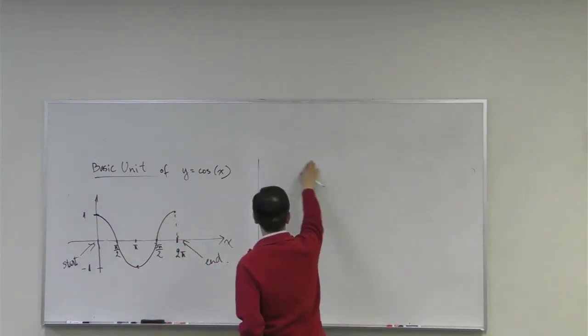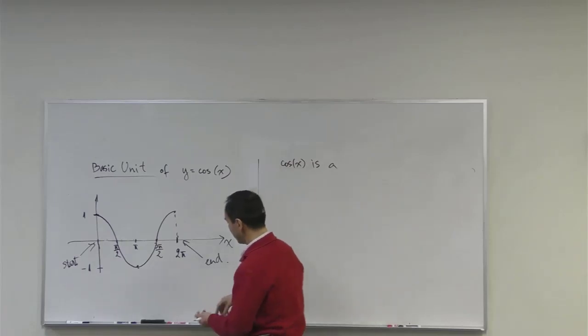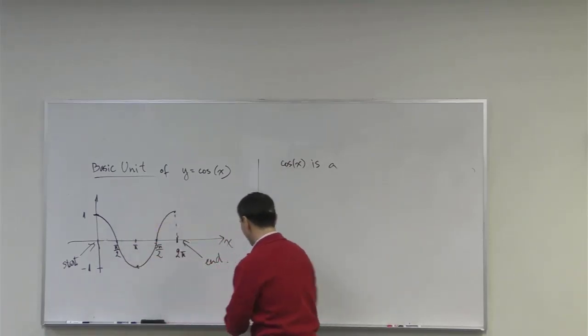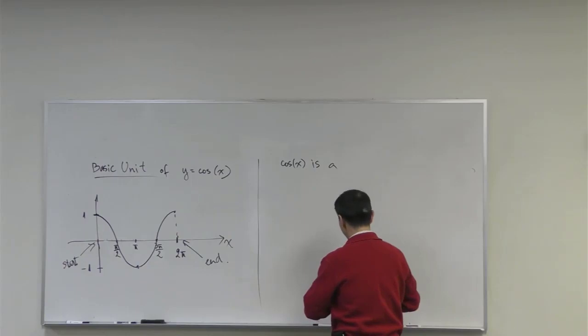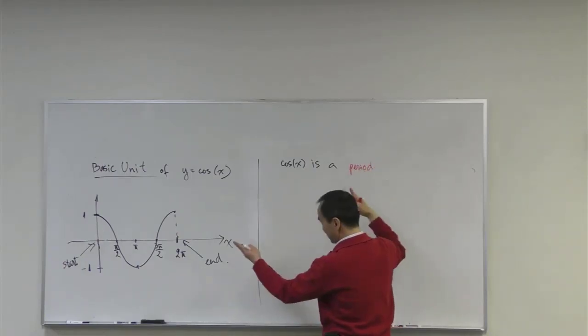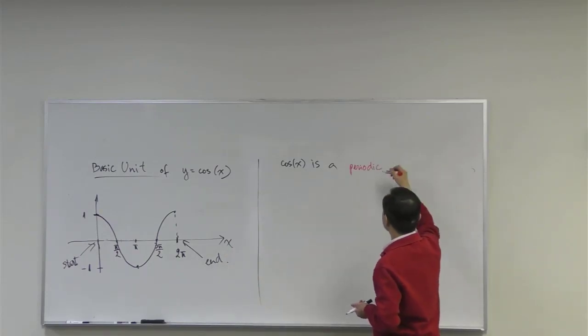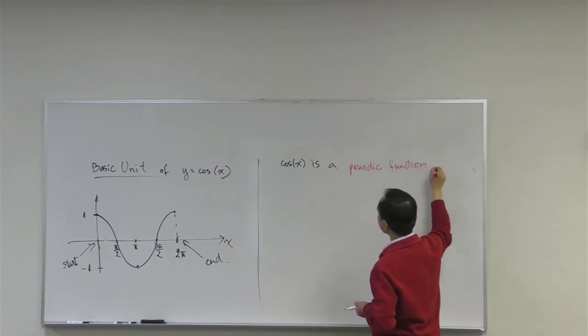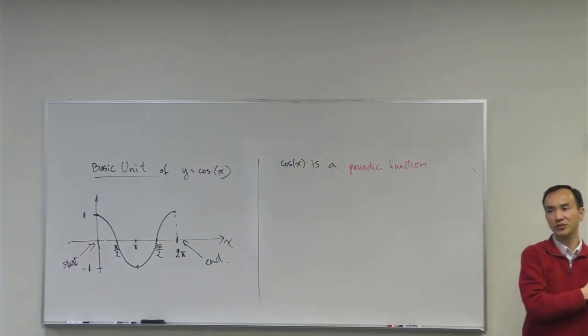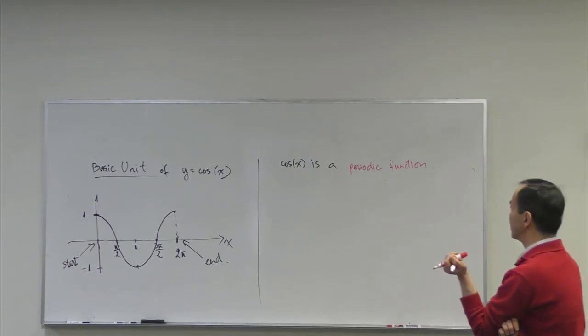So, very similar to the sine function. Cosine of x, right, because it's repeating that same basic unit. What was that name that we used for cosine of x function? It's a periodic function. Because it repeats every fixed period of time, I guess, right? Or fixed period interval. So, periodic function. That's number one thing. Very similar to the sine of x, right? Cosine of x is also a periodic function.